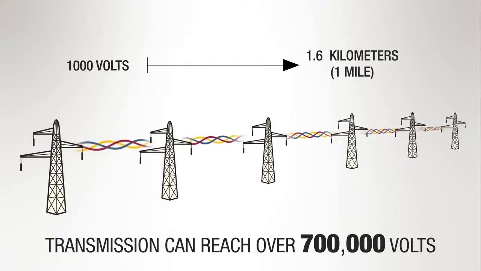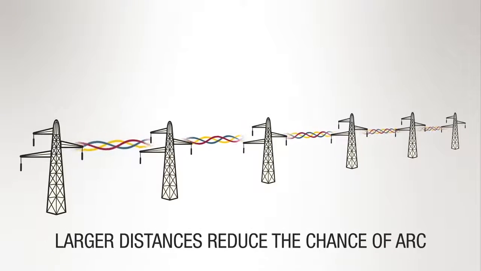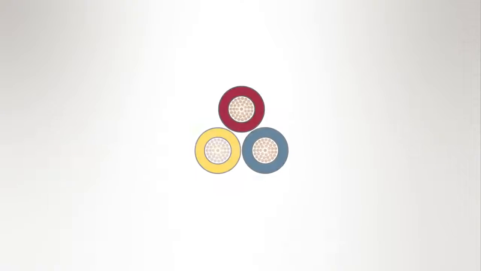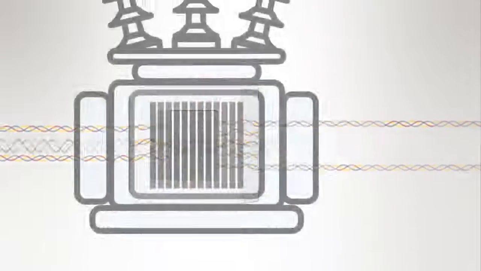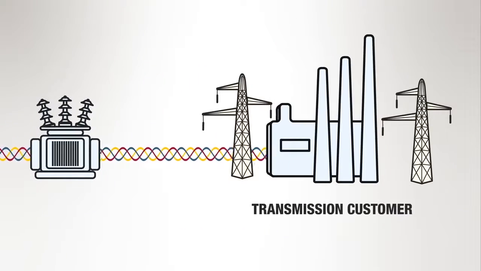Higher voltages require larger distances between the phased wires to reduce the chance of an arc. Higher voltages also require larger diameter wires. The transmission customer then receives the power at the higher voltage. Very few end customers require this high voltage or have the equipment to handle it.